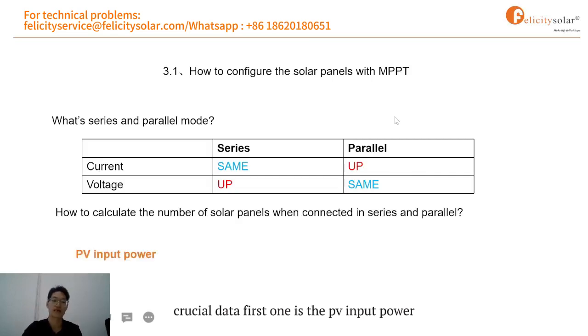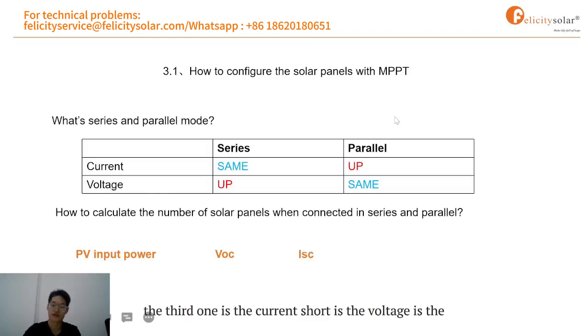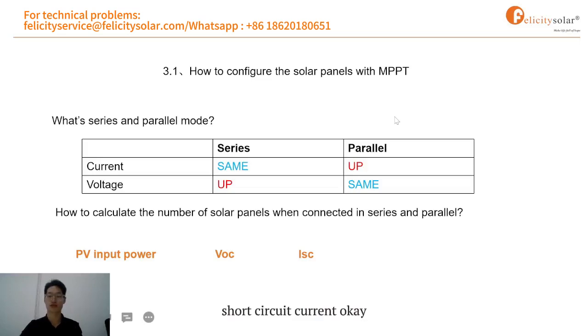The first one is the PV input power, especially the max PV input power, and the next is the open circuit voltage. And the third one is the short circuit current. Okay.